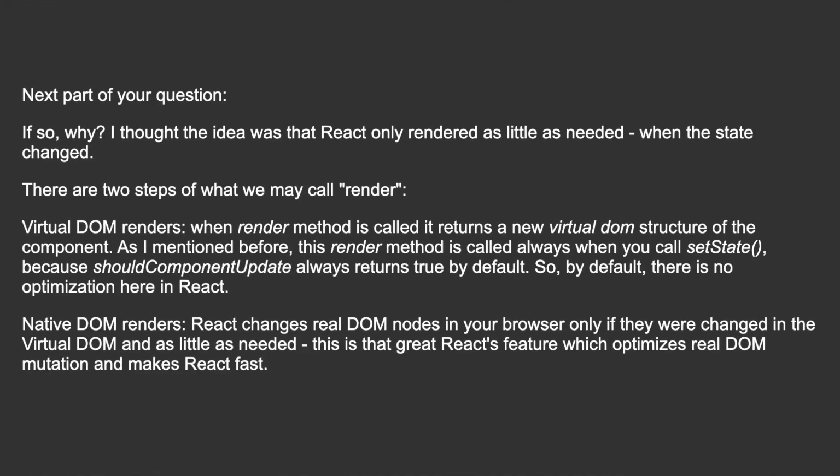Next part of your question. If so, why? I thought the idea was that React only rendered as little as needed when the state changed. There are two steps of what we may call render. Virtual DOM renders. When the render method is called, it returns a new virtual DOM structure of the component. As I mentioned before, this render method is called always when you call setState, because shouldComponentUpdate always returns true by default. So, by default, there is no optimization here in React.